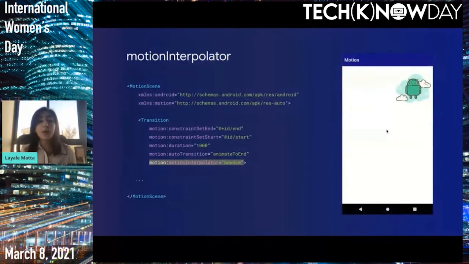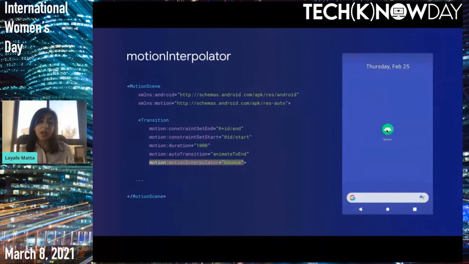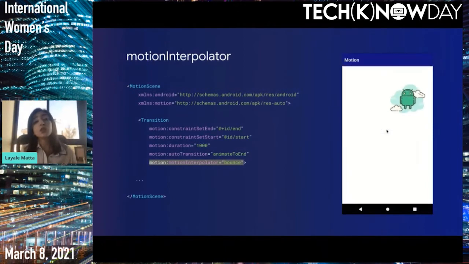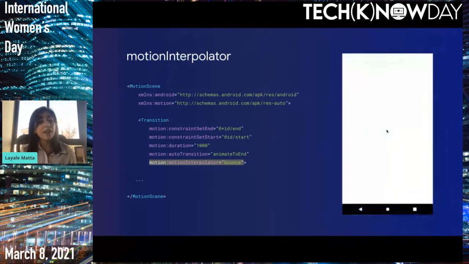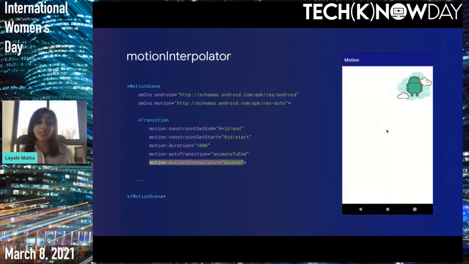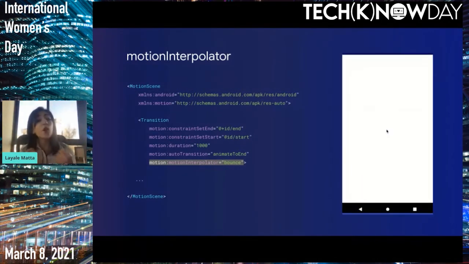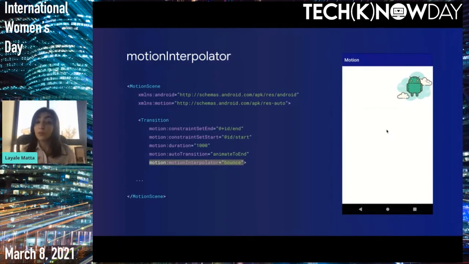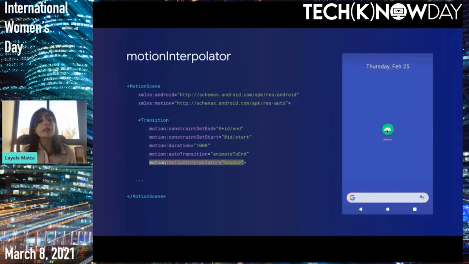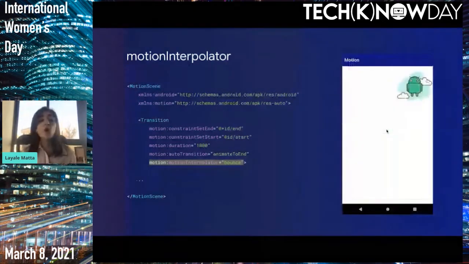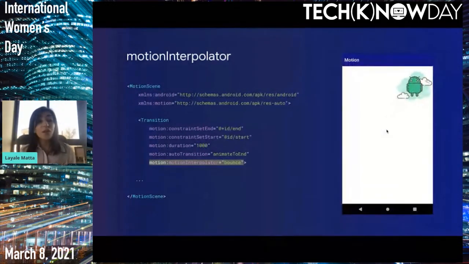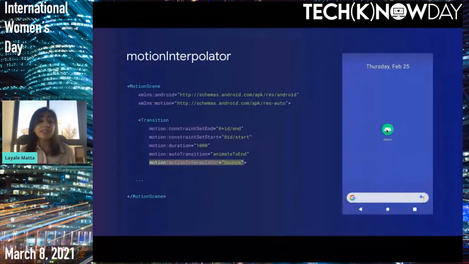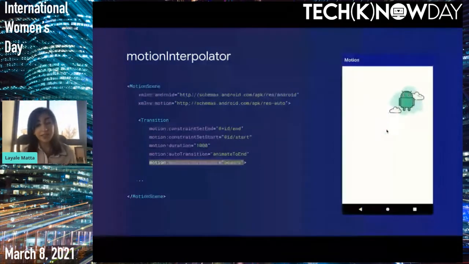Next, we will talk about motion interpolator. This attribute allows us to control the acceleration during the transition. This is usually called easing. You can either use one of the predefined interpolators like ease out, ease in, or bounce, like the one we are seeing on the screen. Or you can reference a custom animation that you created for your project.